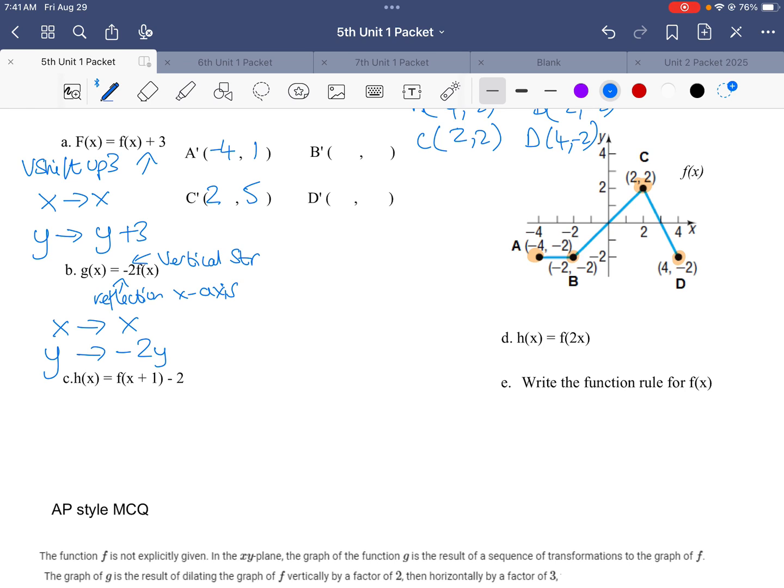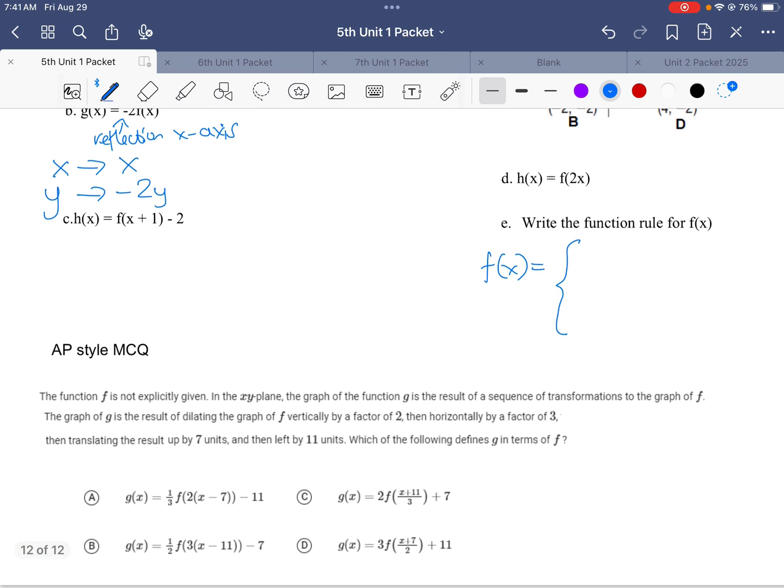Okay, let's see. There's a D as well, and you can write the function rule here. This is going to be a piecewise function. We have 3 lines on here. Remember, I'm going to get you started. Find the equations of the 3 lines, and then go ahead and write the rules. Which x values do they apply to?